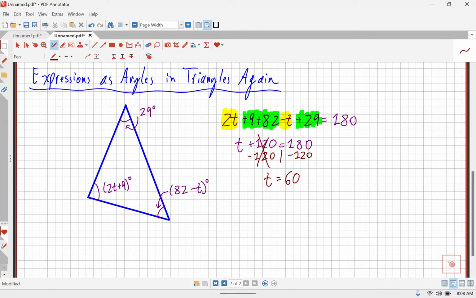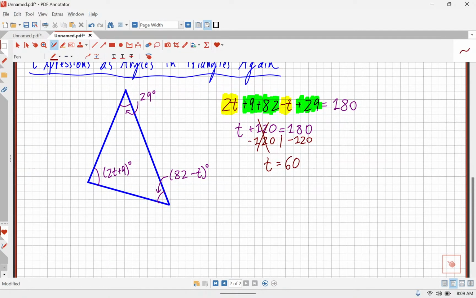But here's the problem. Table seat, here's the problem. I don't know what the angles are still. I know one of them's 29, but I don't know what these other two are. Isabel, do you have an idea of how we could use t equals 60 to find out what one of those angles is?